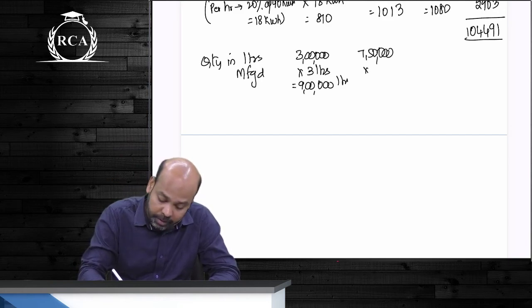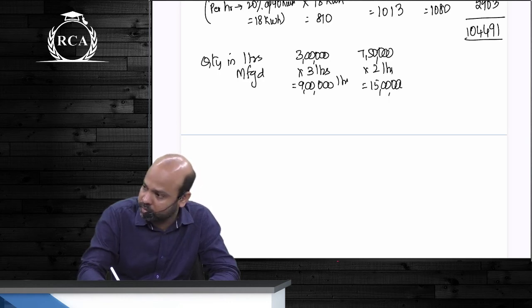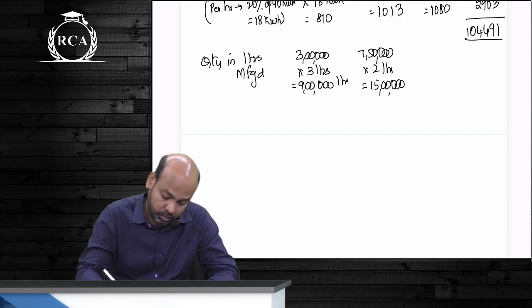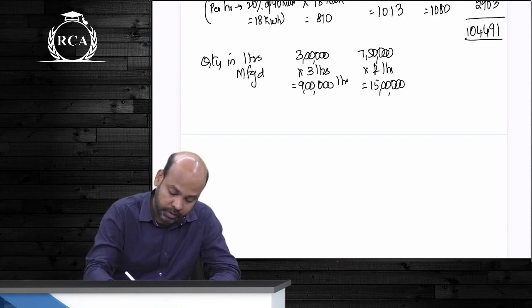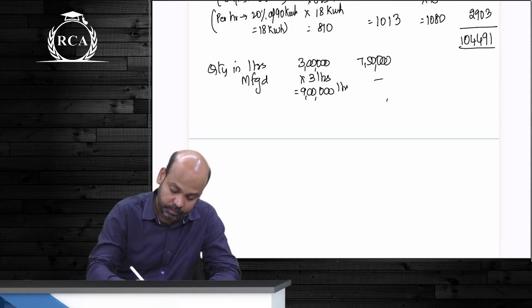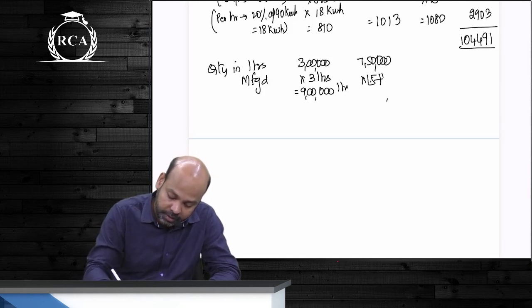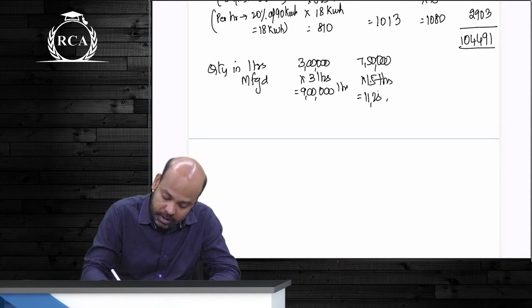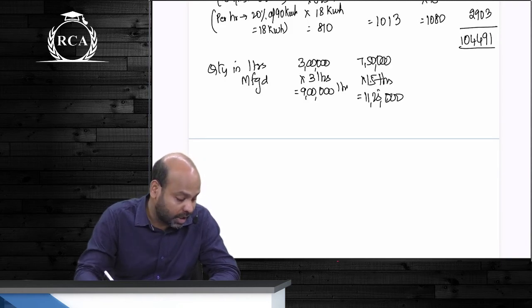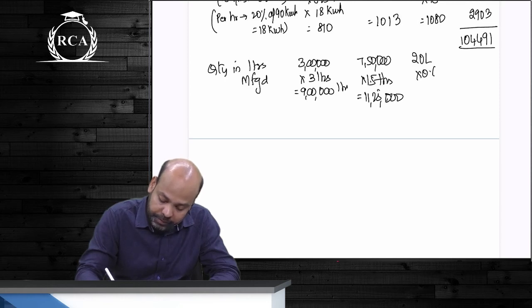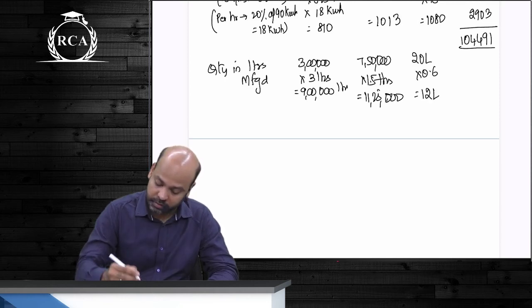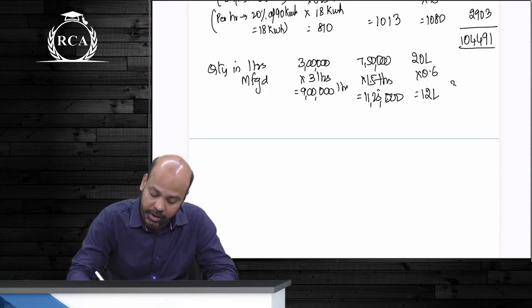7,50,000. This multiplied by 2 liters. 15 lakh liters. Sorry, guys. Into 1.5 liters, beta, 11 lakh. The last one, beta, 20 lakh into 0.6, 12 lakh liters. The total of the three, beta, is 32 lakh 25,000 liters.